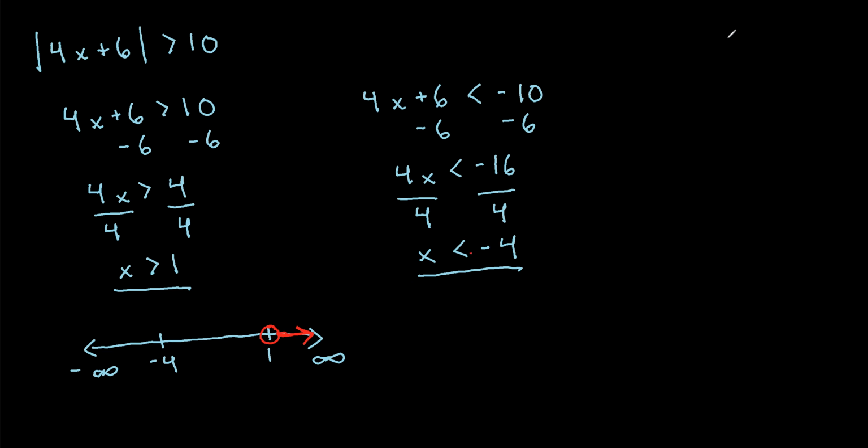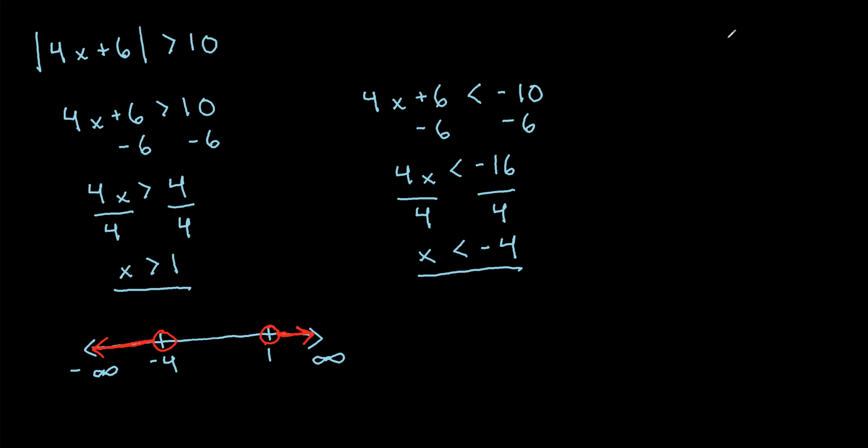And then our other answer is x is less than negative 4. So since it's just a less than sign, it's not an equal sign, we'll also do an open circle to indicate that negative 4 is not a valid result, but anything less than negative 4, so anything extending towards negative infinity, is a valid result. So that's how we would express that answer on a number line.